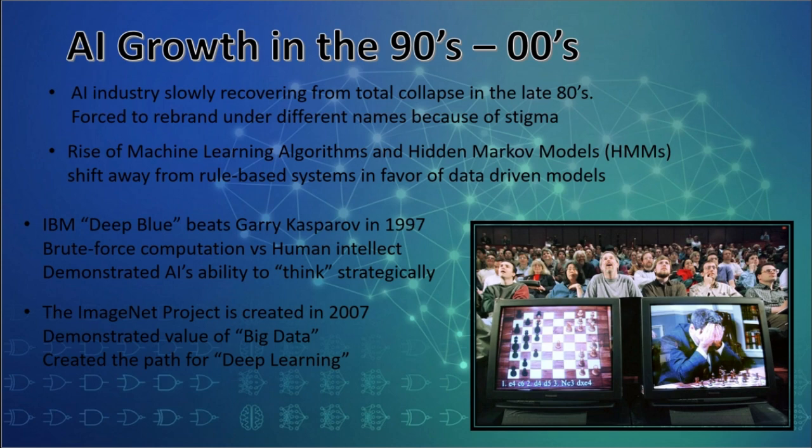Later in 2007, the ImageNet project was created. This visual database was hand annotated with over 14 million images and was used to train AI models in image recognition. It was a great success and showed the value and need for large data sets to further advance AI.